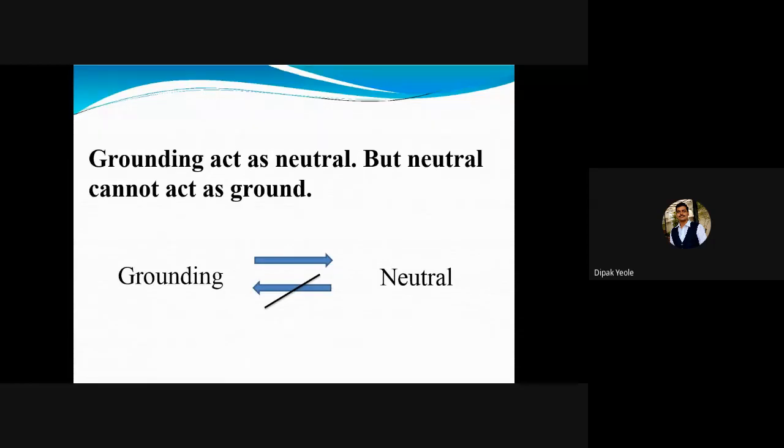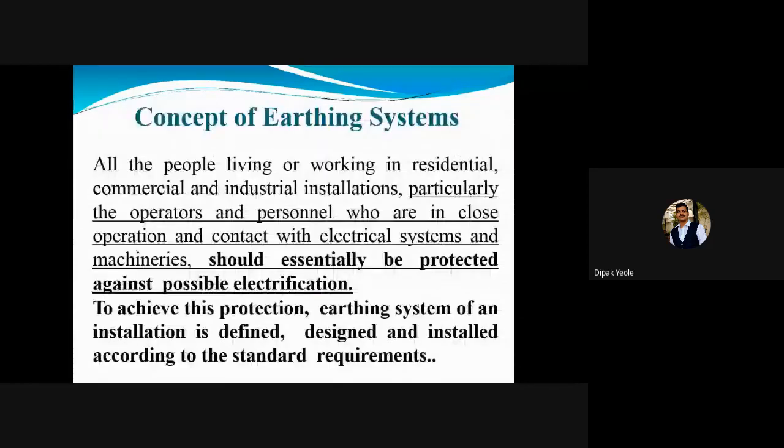Yes. Now we will go ahead. Now we will touch our syllabus. The first point is the earthing system, the concept of earthing system. What is the concept of earthing system? Let's say all the people living or working in residential, commercial and industrial installations. No person on the earth is living apart from these three conditions.